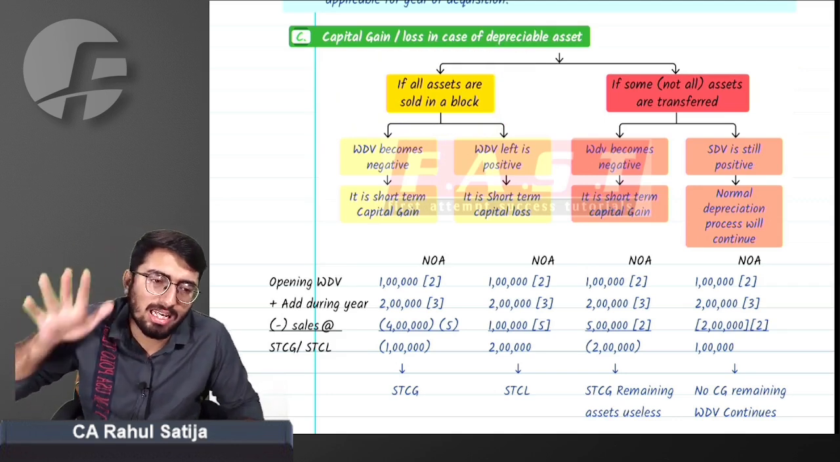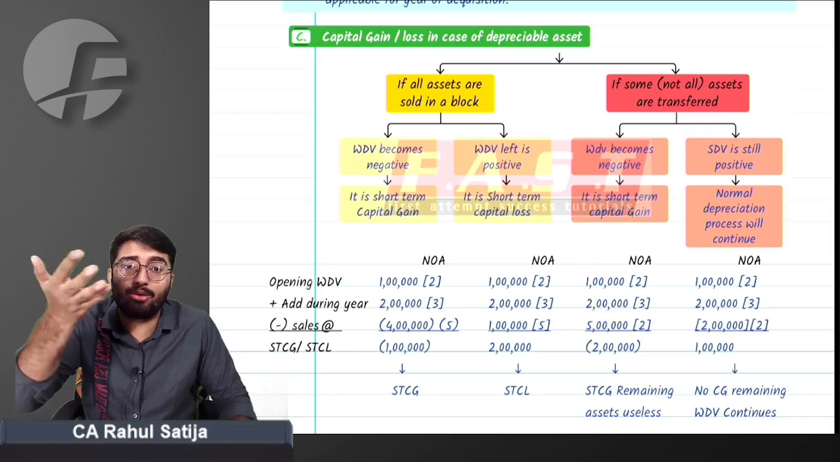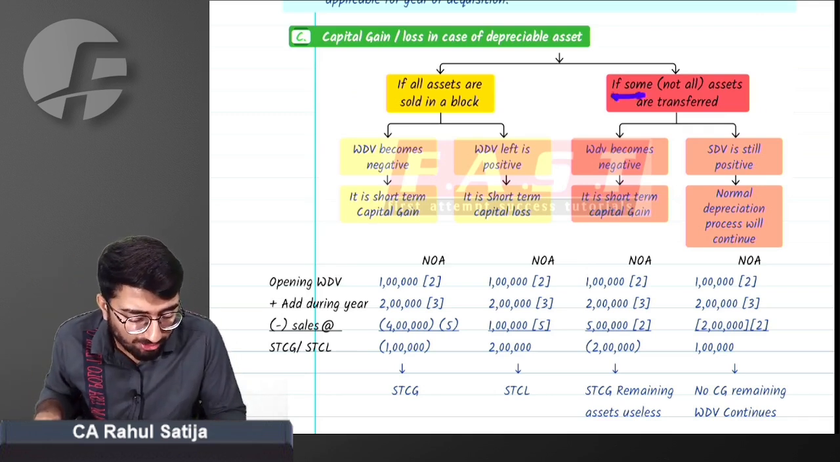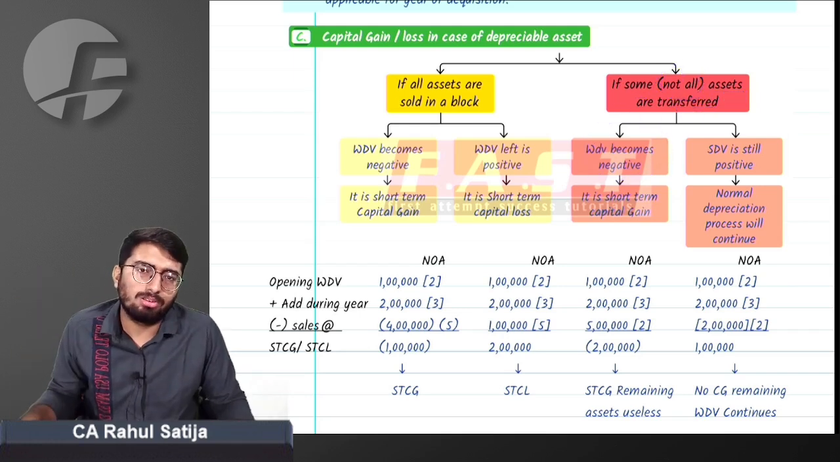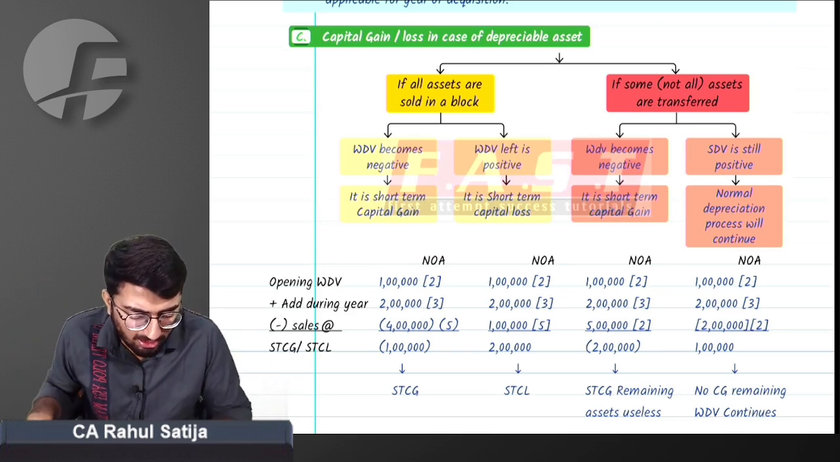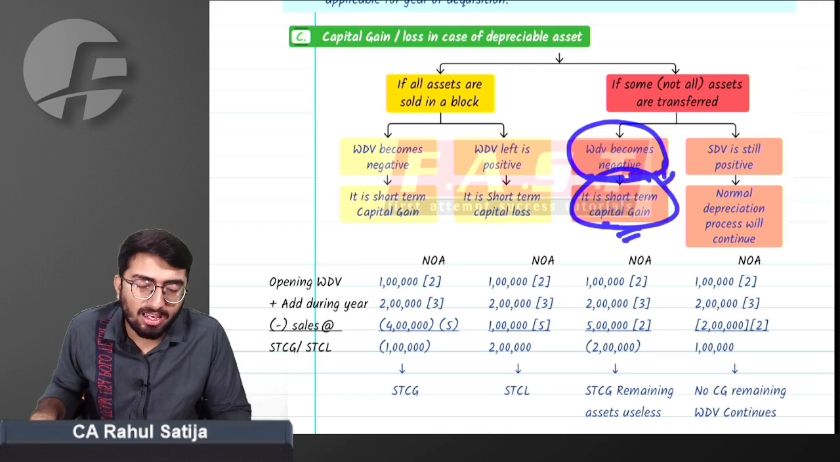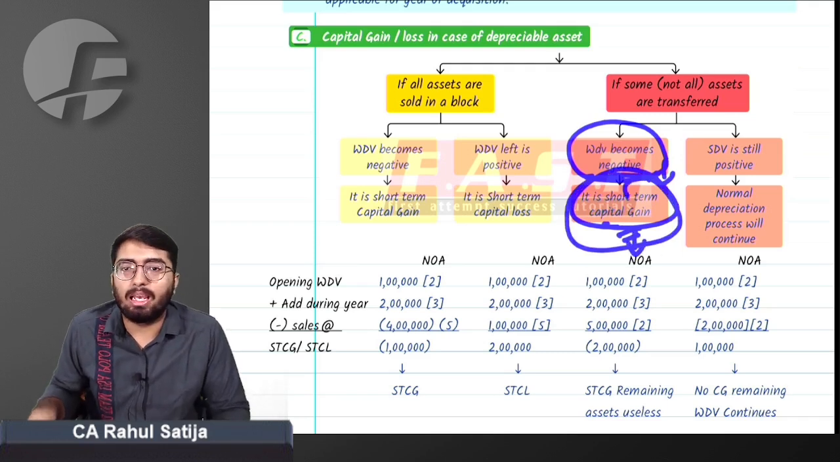But what if, sir, not all the assets are sold? In the ordinary course of business, not all the assets are sold. Only a few assets are sold. The provision says if not all the assets are sold, then ask whether WDV becomes negative. If the answer is yes, sir, WDV becomes negative, then I can say that it is short-term capital gain.